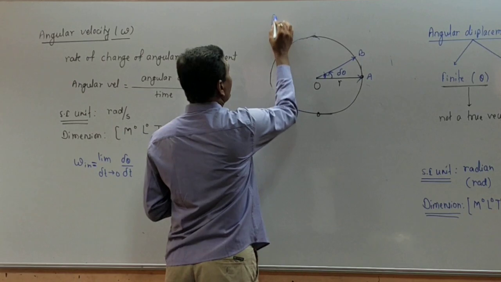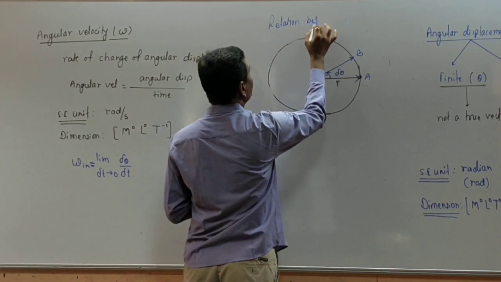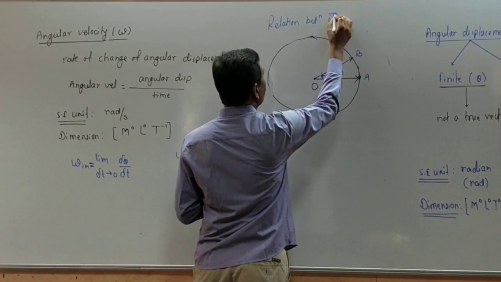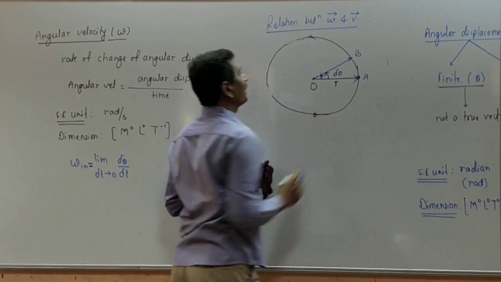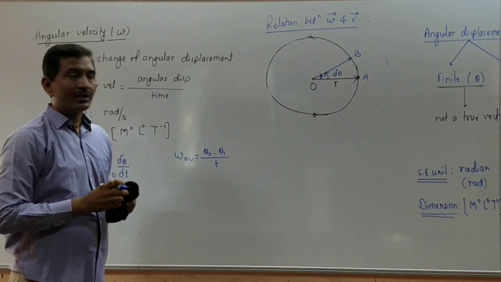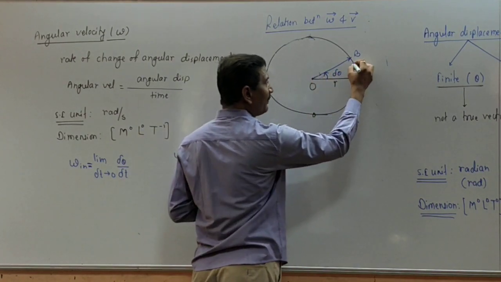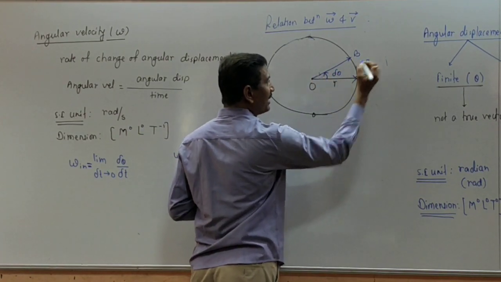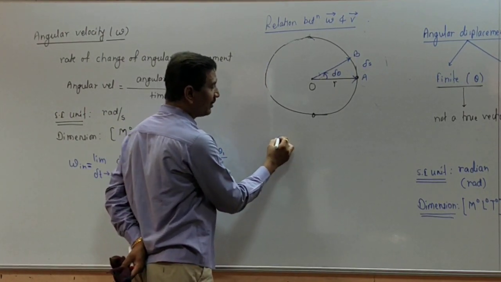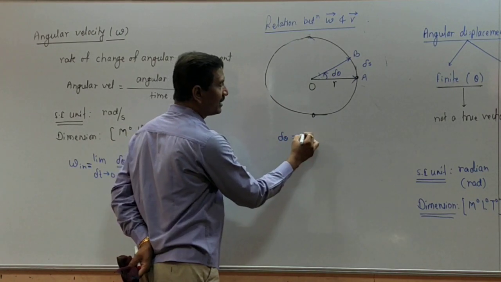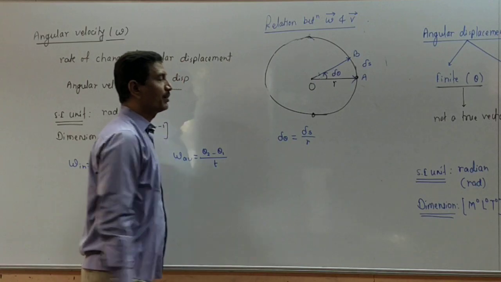Here we consider the relation between angular velocity omega bar and linear velocity v bar. So we use the concept of delta theta. The length of arc AB is, suppose, delta S. Then apply our definition: angle is equal to length of arc upon radius. We get delta theta is equal to delta S upon R.